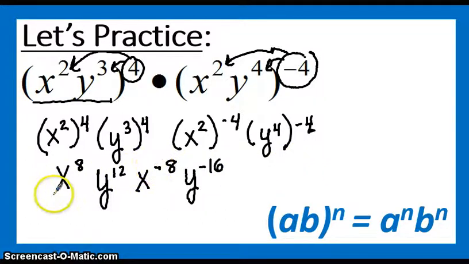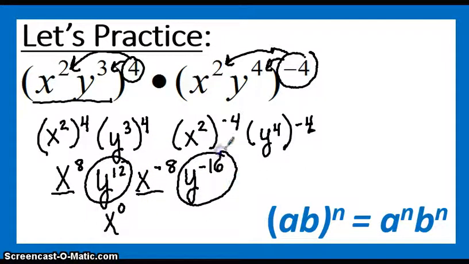Now, notice we have 2 bases of x being multiplied. So we can use the product of powers property to combine them by adding the exponents. So x to the 8th times x to the negative 8 makes x to the 0 power. 8 plus negative 8 makes 0. Y to the 12th and y to the negative 16 also have the same base. So when we combine them using the product of powers property, we get y to the negative 4th power.